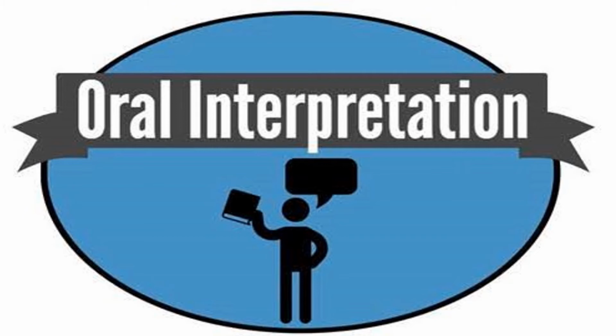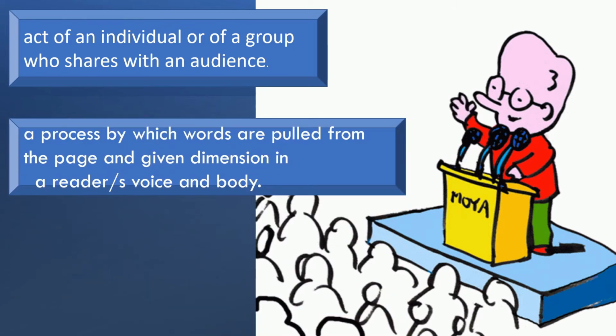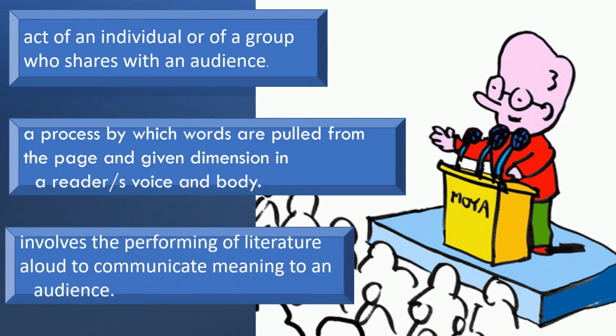So I have this question. What is an oral interpretation? An oral interpretation is an act of an individual or of a group of people who shares with an audience. It is also a process by which words are pulled from the page of given dimensions in a reader's voice and body. It involves the performing of literature aloud to communicate meaning to an audience.